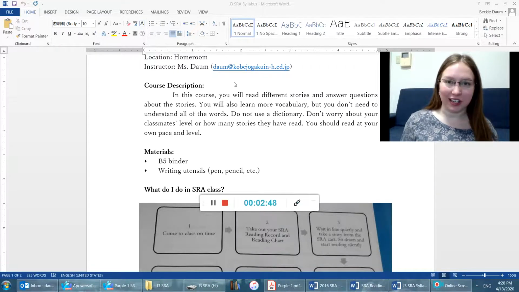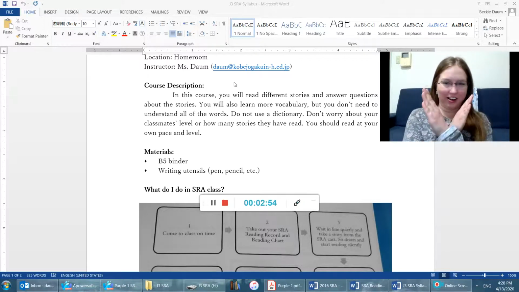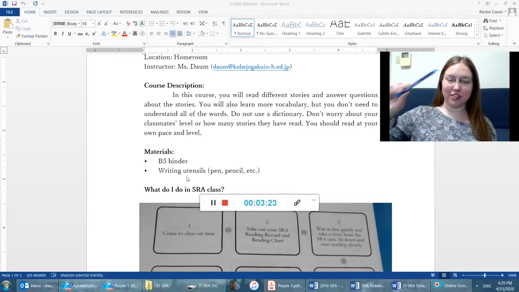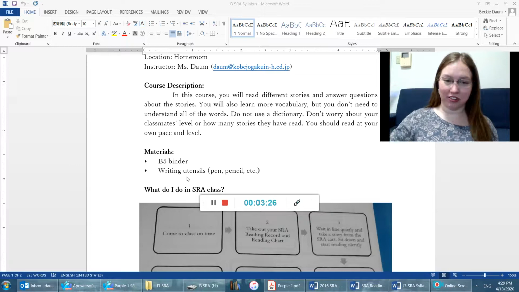When you read these stories, you should not use a dictionary. No dictionaries. You should also not worry about what your friends or your classmates are doing. You should be worrying about yourself, because it is about your learning and how you are doing, and you can read at your own level. The things you will need for SRA class are a B5 binder and writing utensils, something to write with, a pen or a pencil.